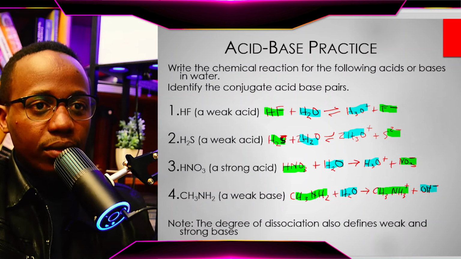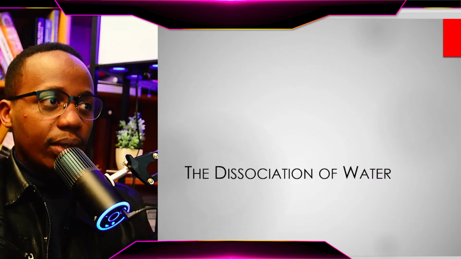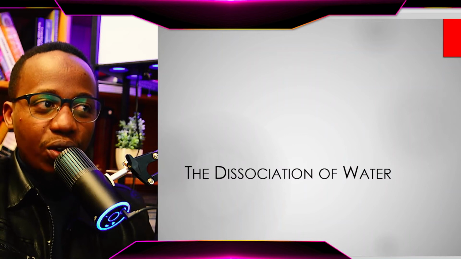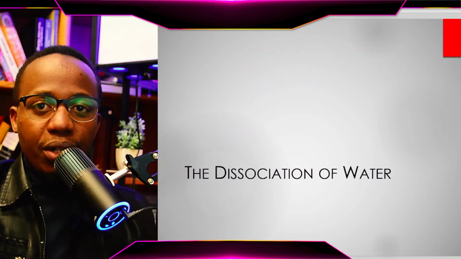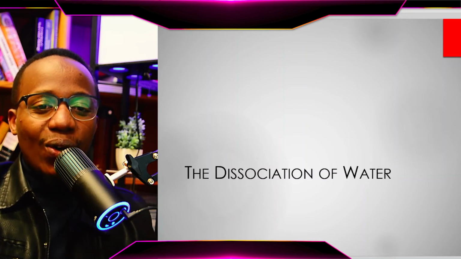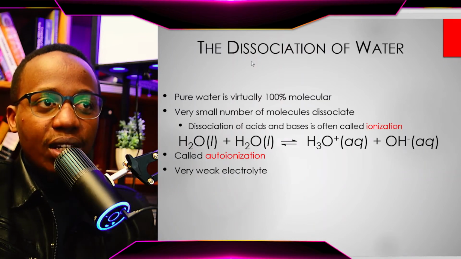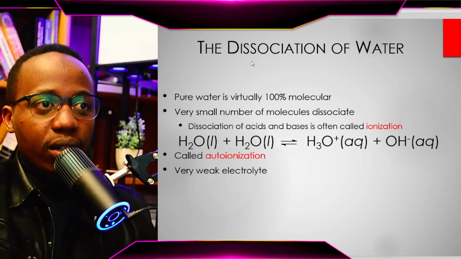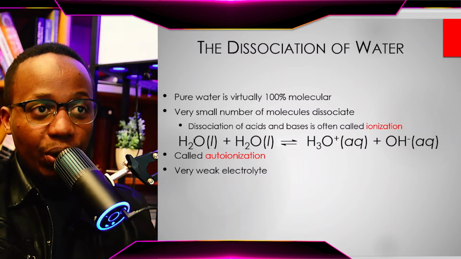All right. So now let's talk about the dissociation of water. So we talked about how water is very special in that it can act as a base or an acid, right? So something interesting happens where, for example, if you have water here, you can have one water give a proton to the other water.